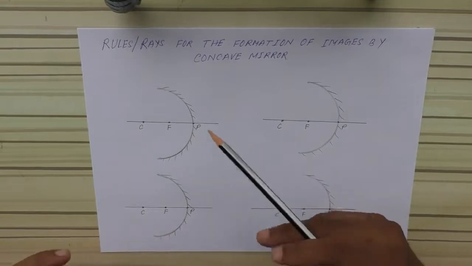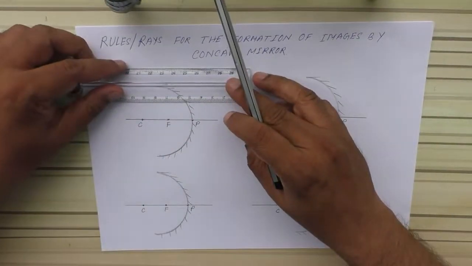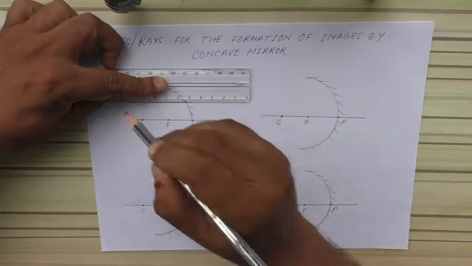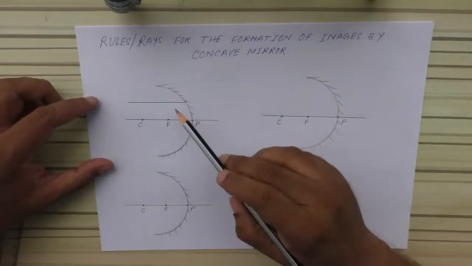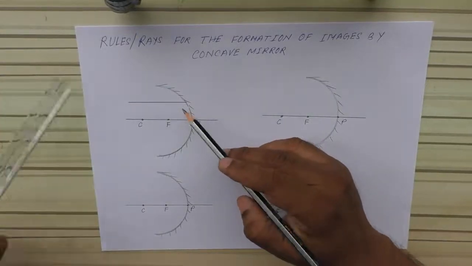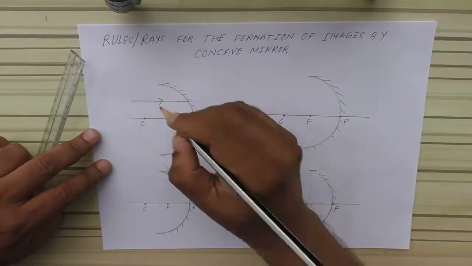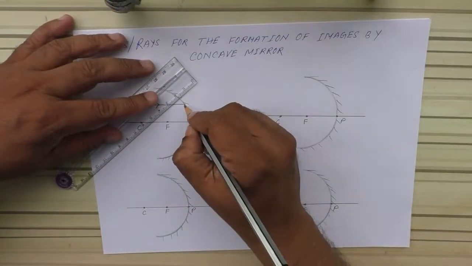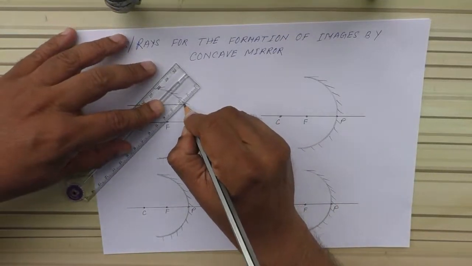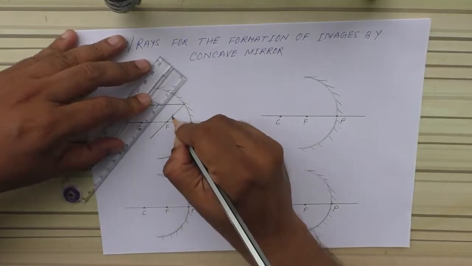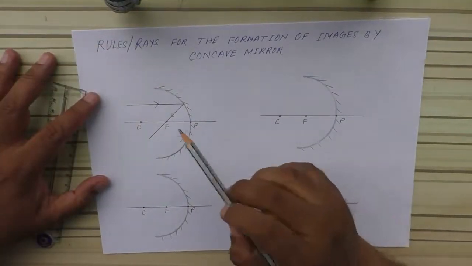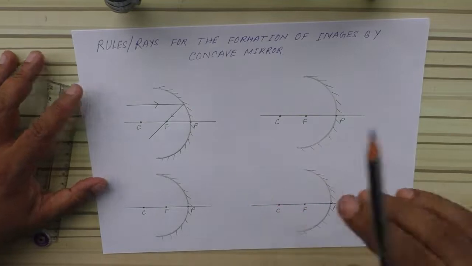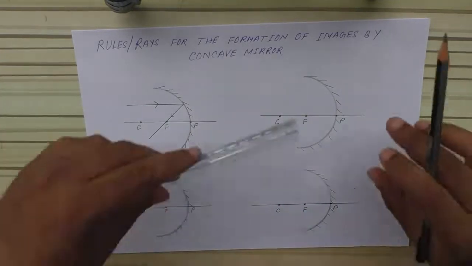This is concave mirror, and if I allow a ray of light incident parallel to the principal axis in case of concave mirror, now what happens to this light ray? This light ray after reflection passes through principal focus. This is the rule. So if a ray of light is incident parallel to the principal axis in case of concave mirror, after reflection it will always pass through focus.